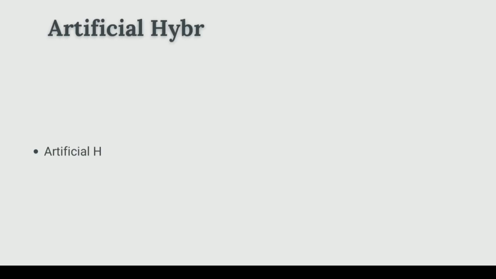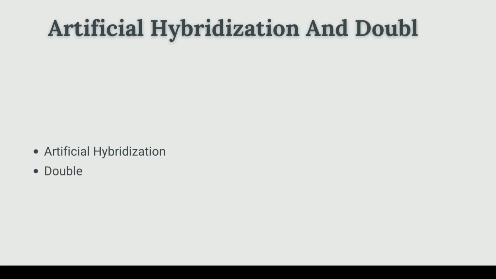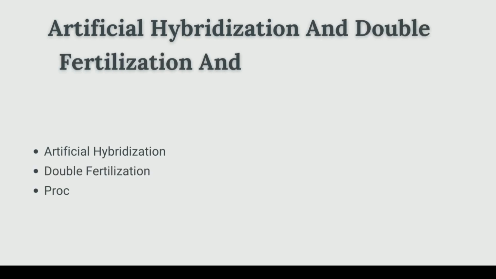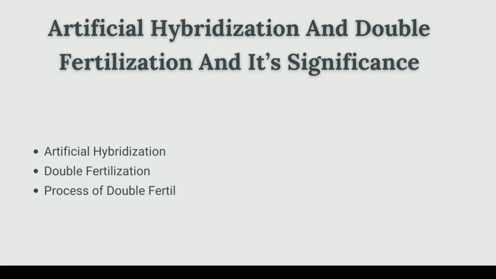So let's start. What is artificial hybridization? It is basically an unnatural process that has to be done artificially. Double fertilization, as the name explains, is the process of fertilization that takes place twice at a time. How the process happens and what the different advantages or significance of double fertilization are, we are going to learn all that in this video.